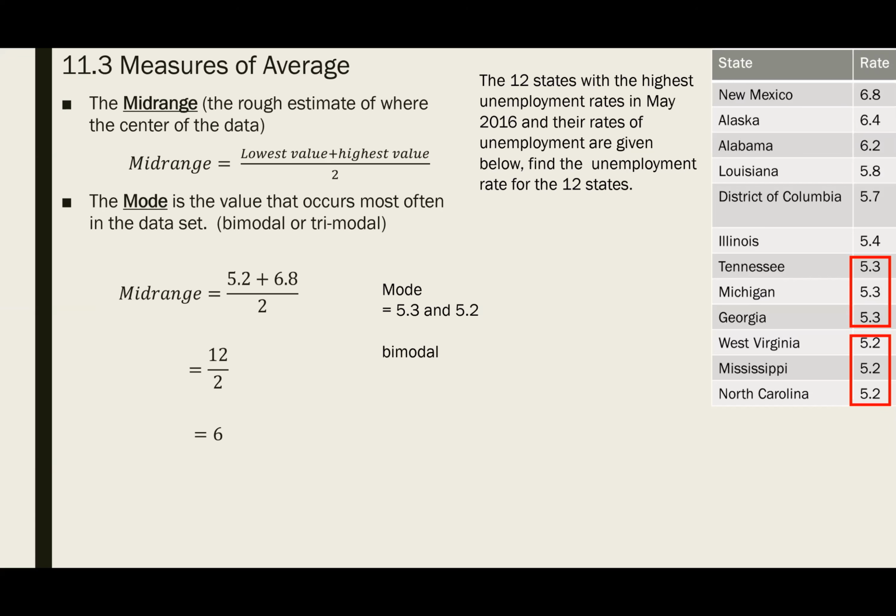If we have 3 modes, we call it trimodal. If we have 1, we say the mode. If we don't have any, we say no mode. Given this question, ladies and gentlemen, that is how to find your mean, your median, your range, your mid-range, and your mode.